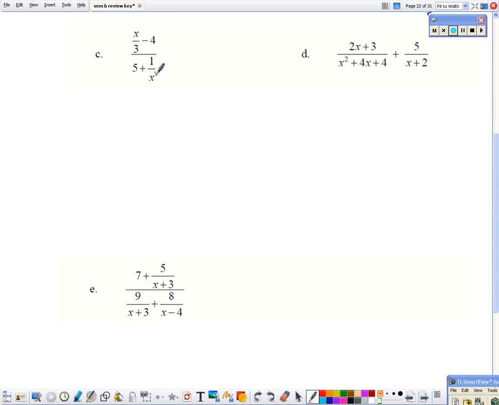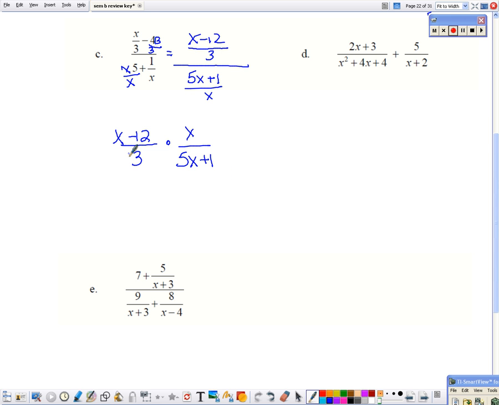To simplify complex fractions, I first need to get my numerator as one fraction and my denominator as one fraction. So this needs a common denominator of 3, where the denominator needs a common denominator of x. So in my numerator, I'm going to have x minus 12, and in my denominator, 5x plus 1 over x. So now that each numerator and denominator is one fraction, I can multiply by the reciprocal of my denominator. Nothing simplifies, so as a final answer, I'm going to write it as one big multiplication problem. You could distribute the x and the 3 if you'd like, or you can leave it in this form.